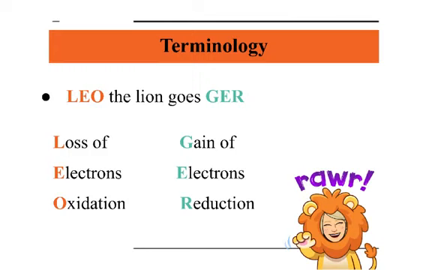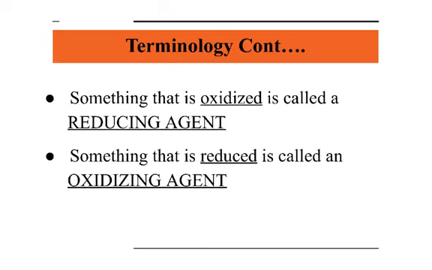So some of the terminology that goes along with electrochemistry is this little saying: Leo the lion goes grr. Leo stands for loss of electrons oxidation, and grr stands for gain of electrons reduction. So anytime we have an electrochemical reaction going on, we have a loss of electrons and a gain of electrons happening simultaneously. The element that loses electrons is being oxidized, and the element that gains the electrons is being reduced.